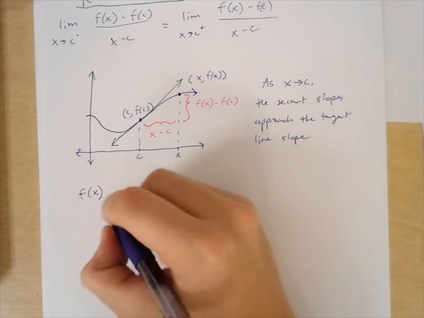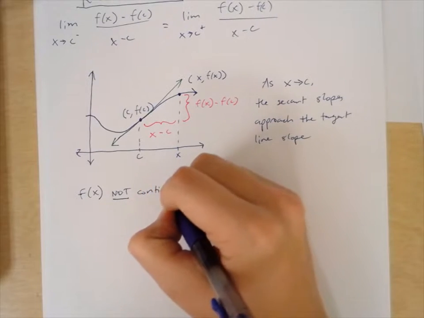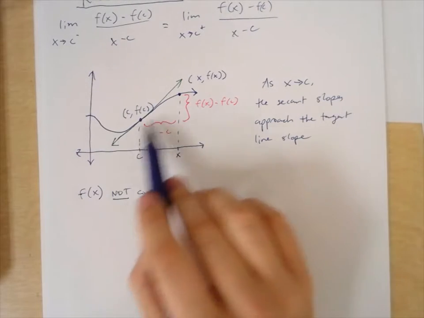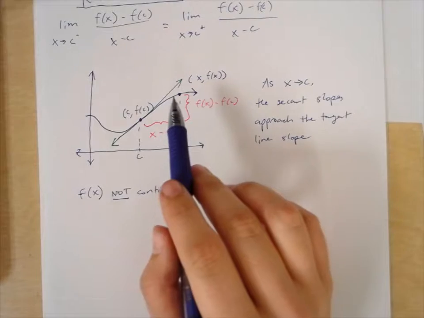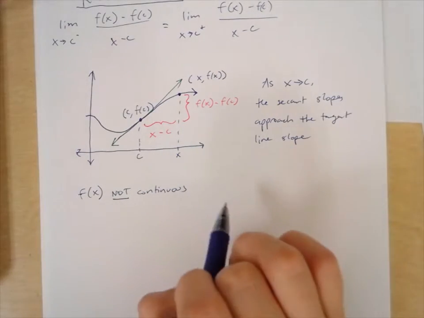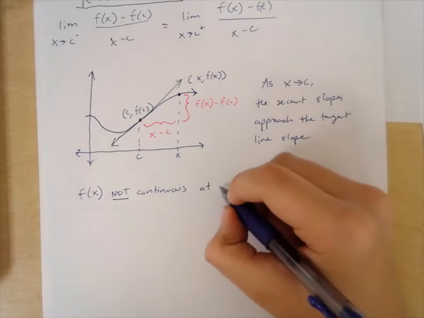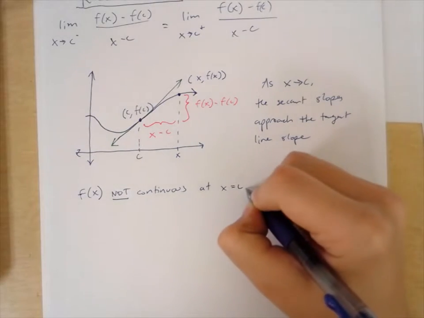Now, let's talk about when f of x is not continuous. Because this example, right, is perfect for when our function is continuous. But what if f of x is not continuous at the point we're interested in at x equals c?